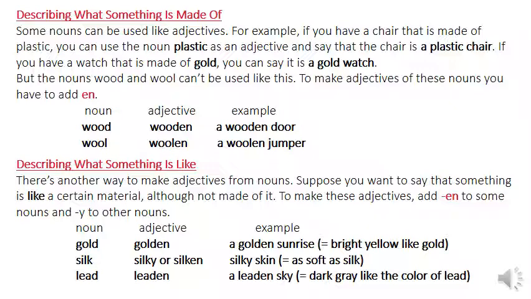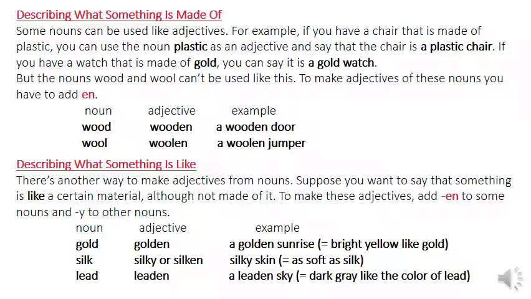So for example, plastic and gold are exceptional cases. If I want to say wood door, I say a wooden door. Wool jumper, I say a woolen jumper, not wool jumper. Describing what something is like.